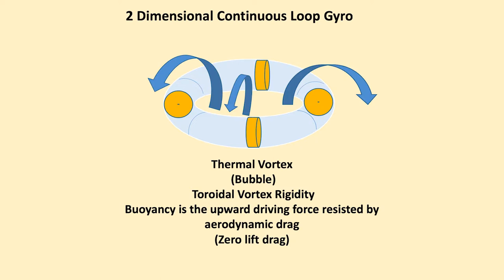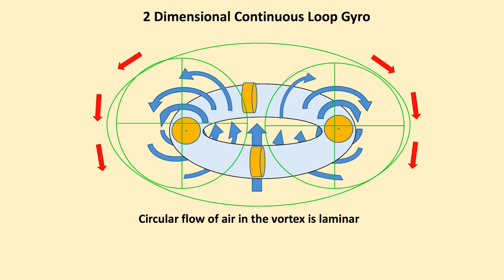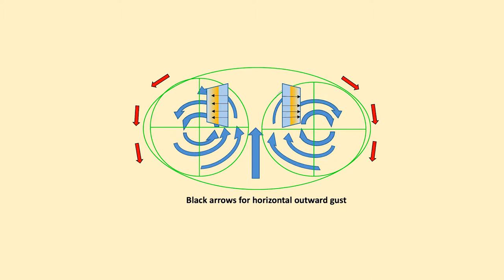Buoyancy is the upward driving force resisted by aerodynamic drag. And that aerodynamic drag we can call zero lift drag. So profile, interference drag. It's a circular flow within which the flow is relatively laminar, otherwise there would be drag within the vortex itself. The black arrows indicate a horizontal outward gust that we experience and can detect on the airspeed indicator.